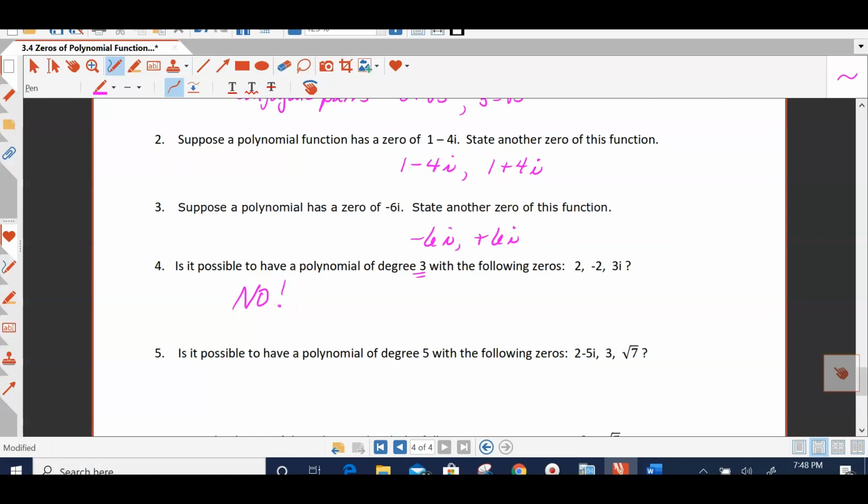Why is it a big no? Because if you're ever given an imaginary or an irrational root, you must know that it has to have a partner. It can't stand alone. So if they just tell me 3i is a 0, I have to infer that negative 3i is a 0 as well. Its conjugate must be considered. So no, I can't have a polynomial of degree 3 with those zeros. What would the degree have to be? 1, 2, 3, 4 zeros, so it would have to be a 4th degree.